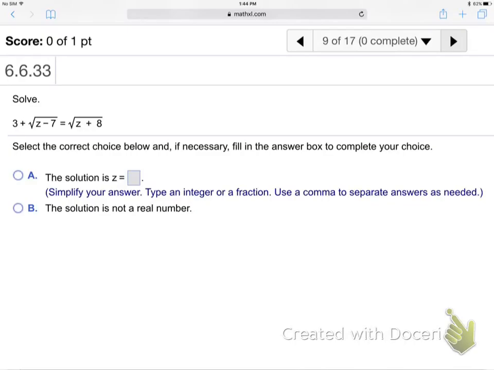Yeah, so here we go. So 3 plus square root of z minus 7. So square root of z plus 8.